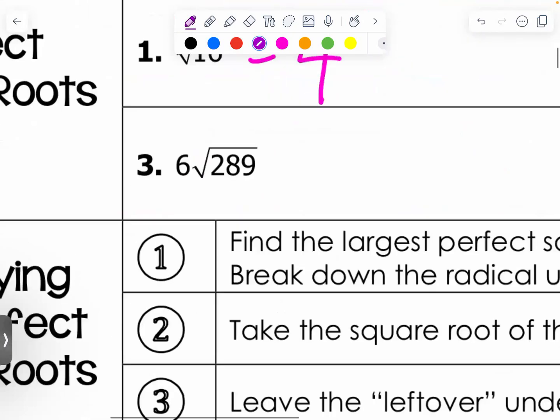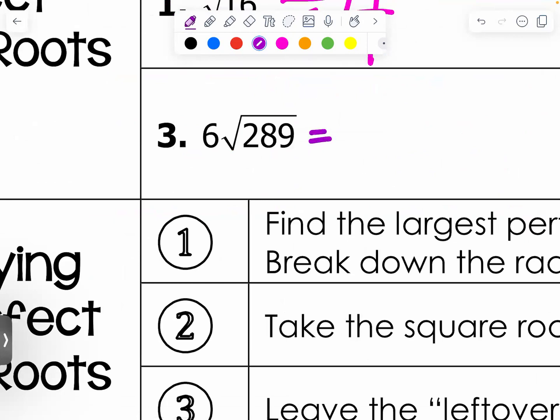Gabe, what's the square root of 289? 17. Okay. In your calculator, if you need to check a square root, if you press second and the square button, that'll give you a square root. And then you can push in 289.